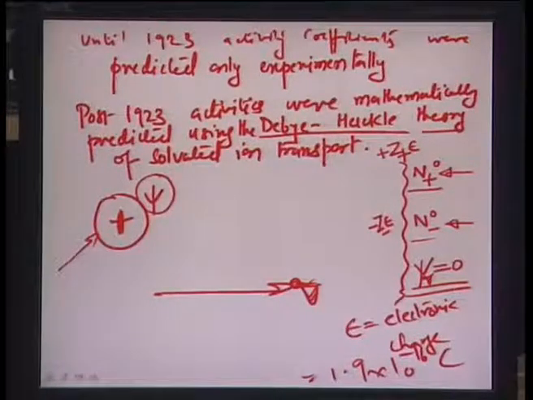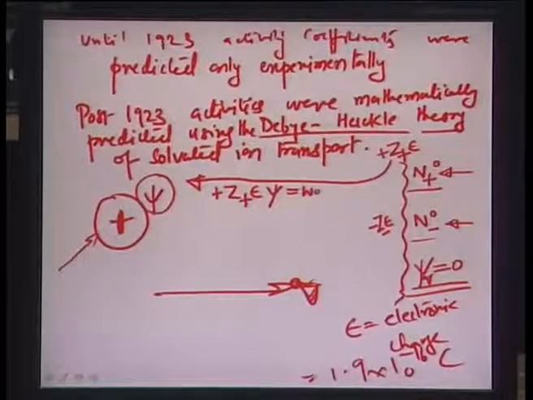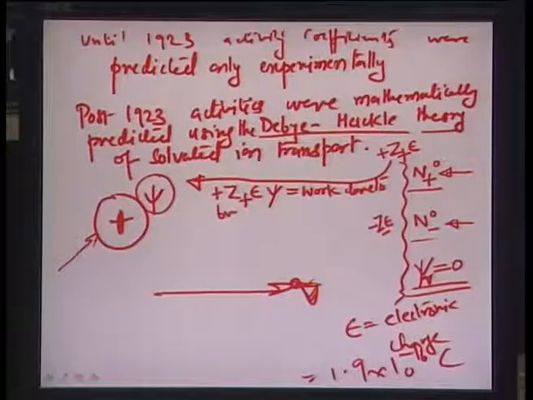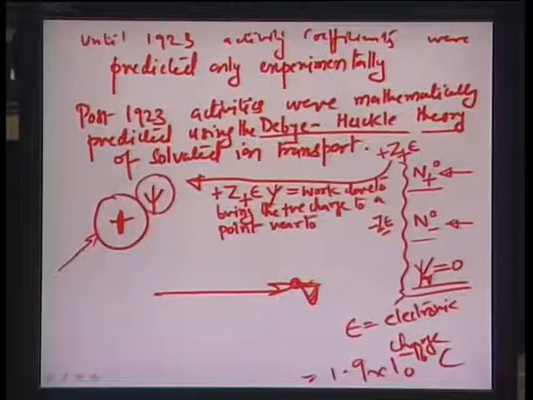So, the amount of work which would be done in order to bring this charge at a point phi would be nothing but plus Z plus epsilon psi, right. This is the amount of work which is done to bring the positive charge to a point near to the central positive charge.